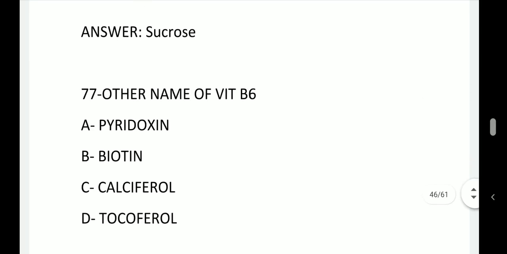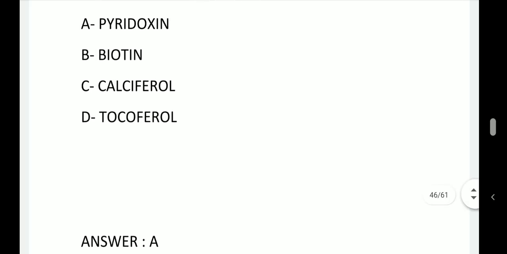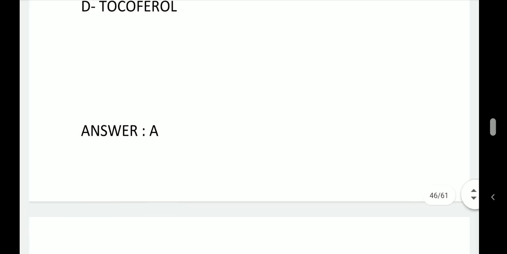Question number 77. Other name of vitamin B6. Option A, pyridoxine, option B, biotin, option C, calciferol, option D, tocopherol. Answer is option A, pyridoxine.